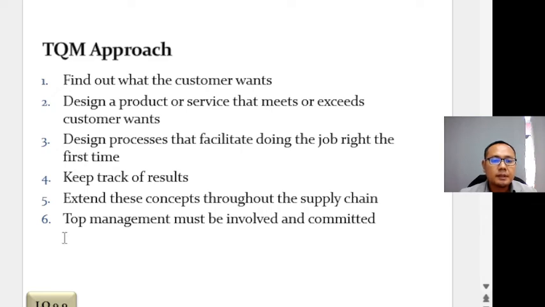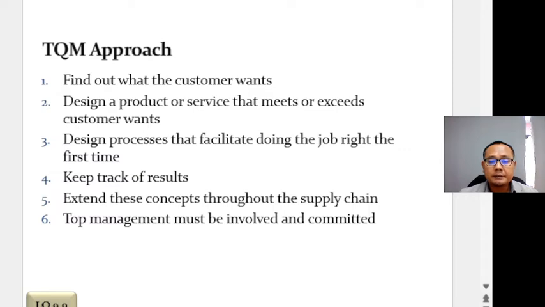Find out what the customer wants. So this might involve the use of surveys, focus group interviews, or some other technique that integrates the customer voices in the decision making process. So be sure to include the internal customer, that means the next person in the process, as well as the external customer, that means the final customer.